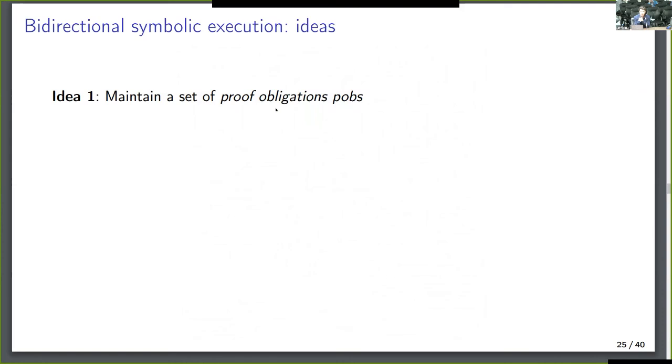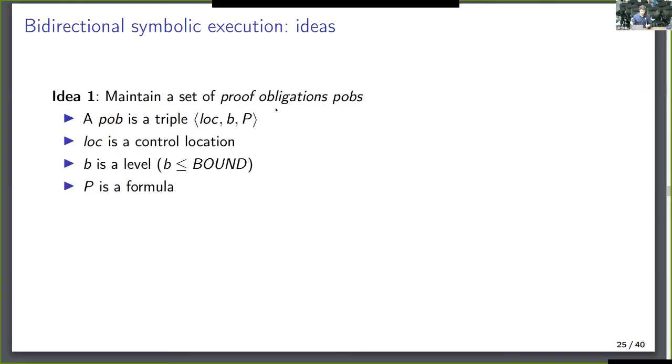One idea is to maintain a set of so-called proof obligations, or just POBs. This is a term that we borrowed from the software verification domain. So what is a proof obligation? It is just a triple where the first element is the program location. The second is a level, the number of iterations that is somehow bounded to this proof obligation. And the third element is just a first order formula, a constraint of this proof obligation.